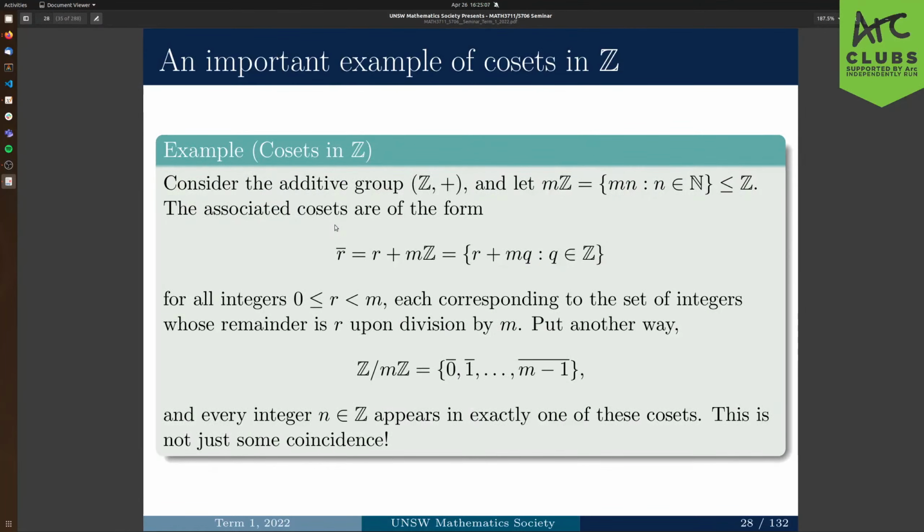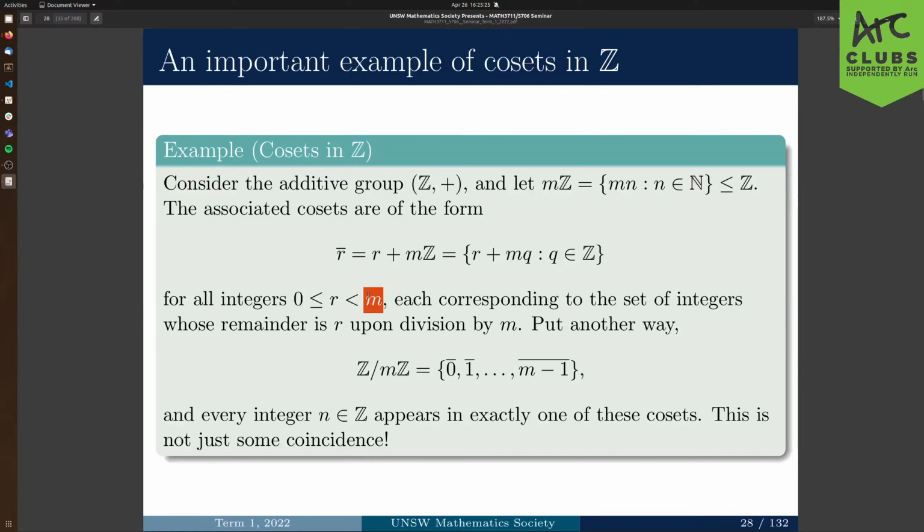One example that you would have seen is the cosets of the integers. So the cosets of the integers are essentially just going to be remainder classes modulo m, right? So they're going to be sets of numbers which have some remainder r, where r is between 0 and, I guess, up to m minus 1.